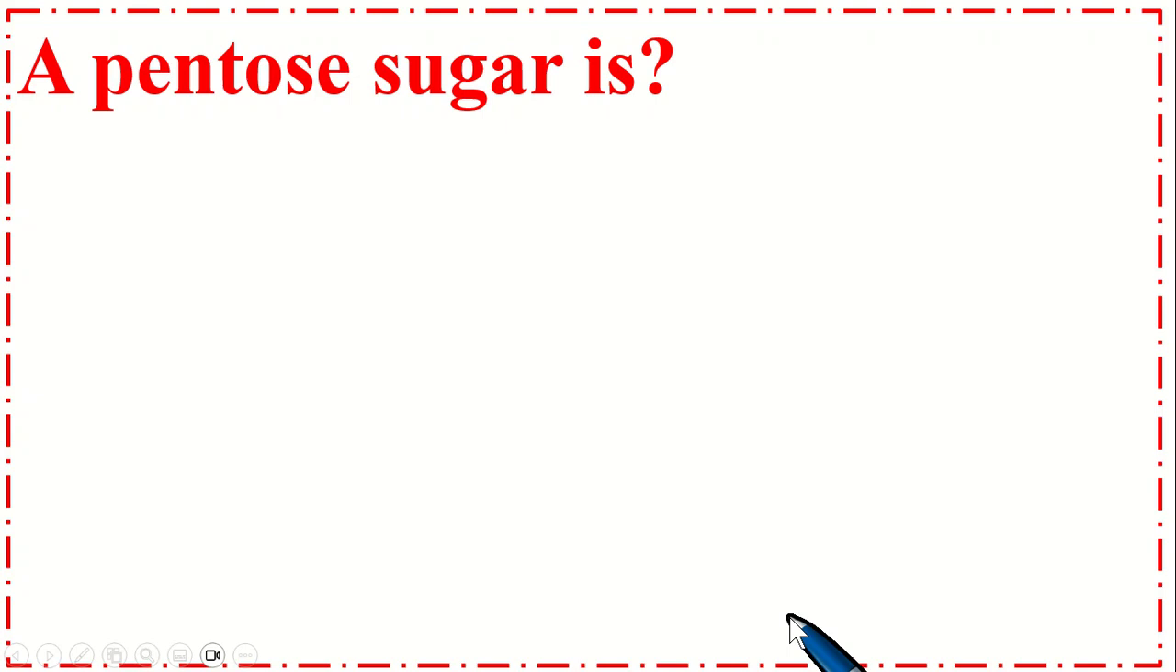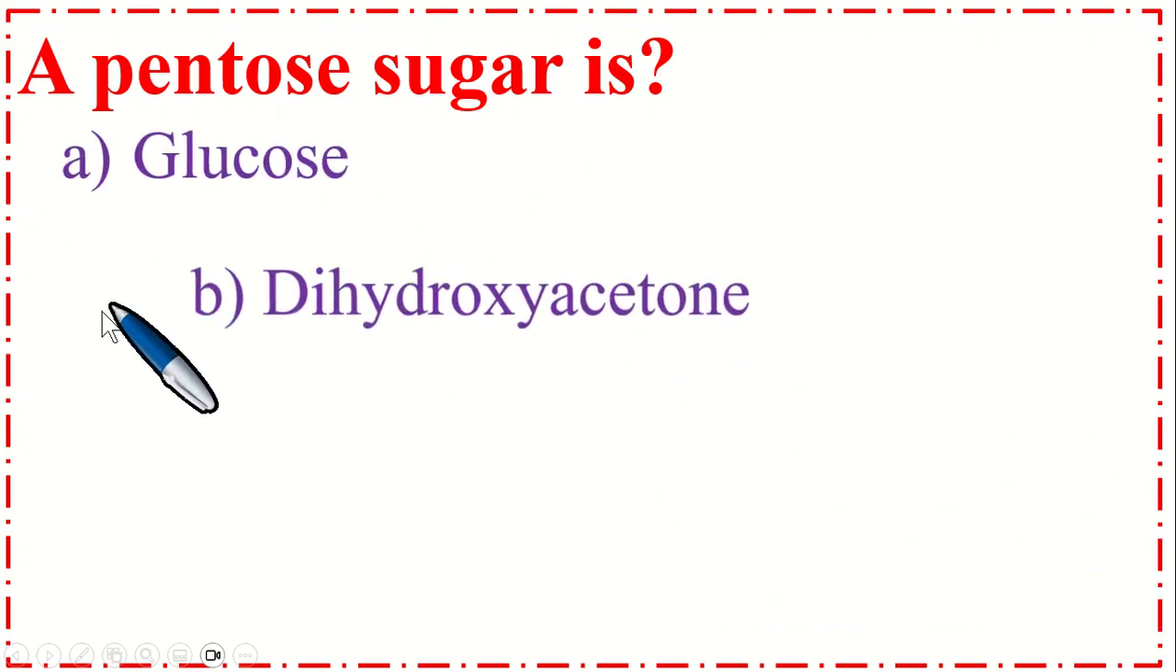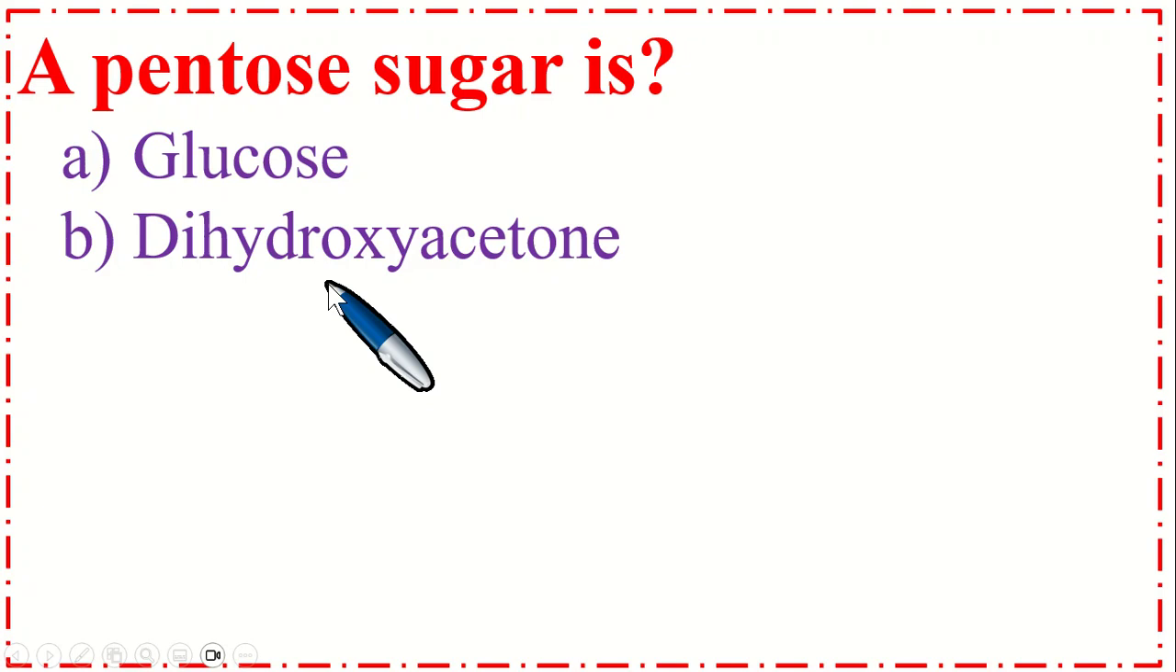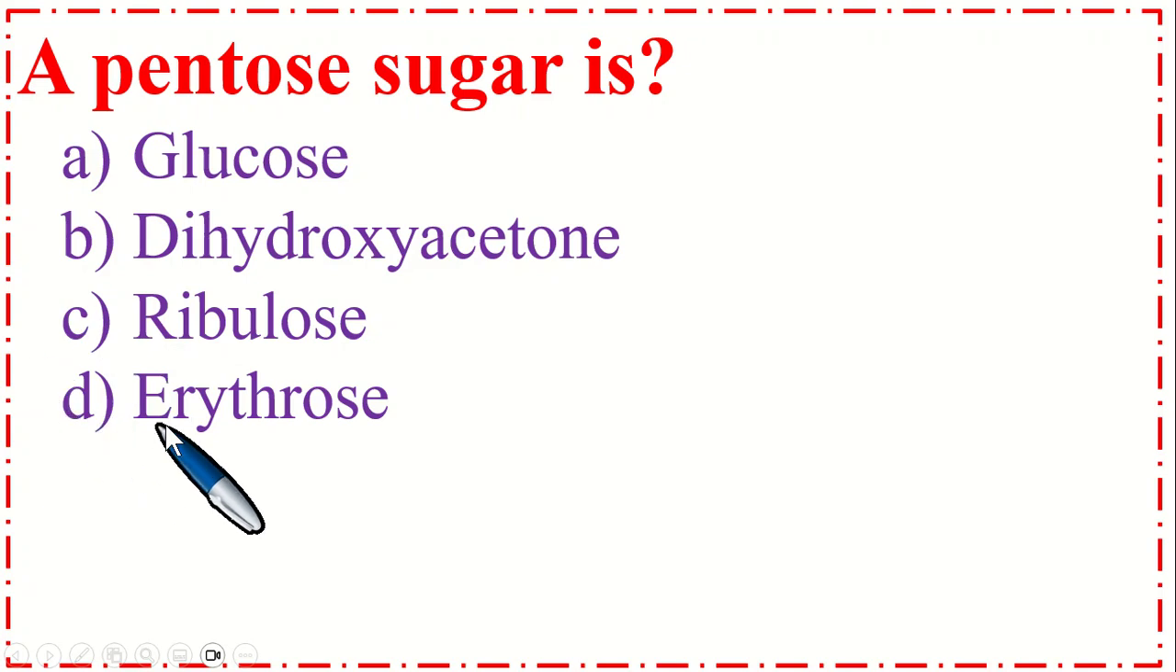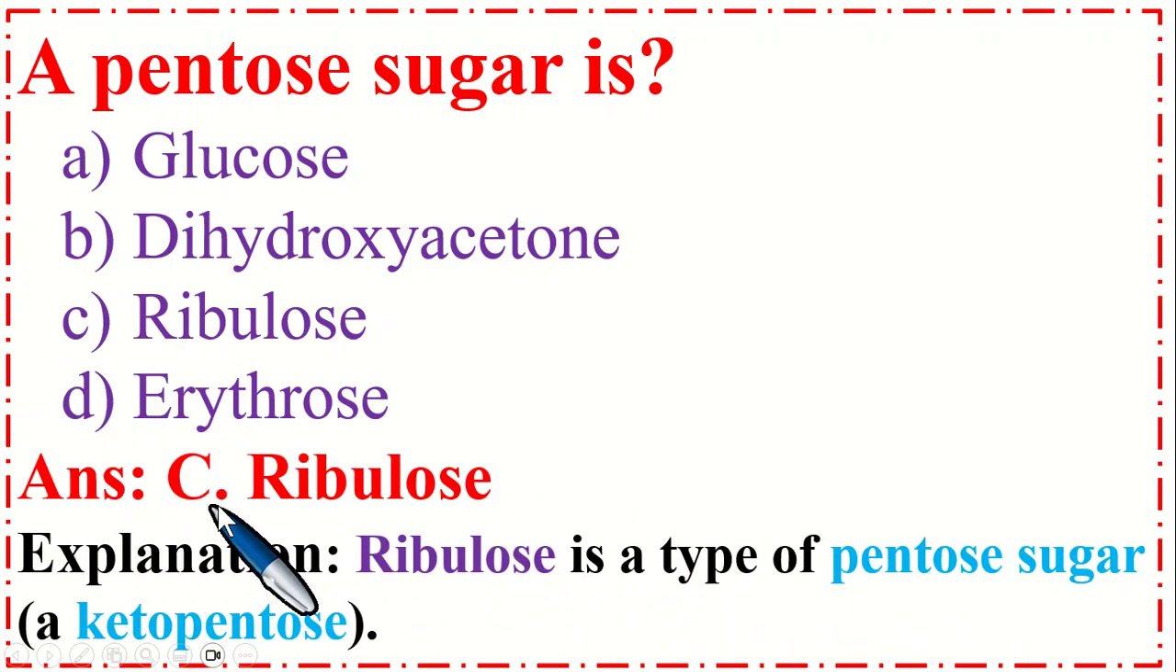So this is a very important MCQ. A pentose sugar is option A glucose, B dihydroxyacetone, option C ribulose and option D erythrose. So the correct option is C ribulose. Ribulose is a type of pentose sugar which is also called ketopentose.